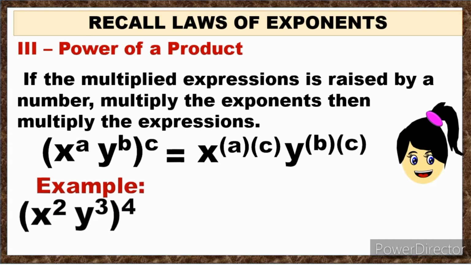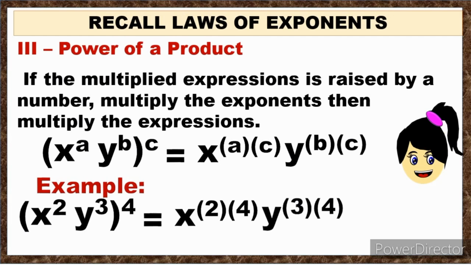Okay, example, we have x squared, y cubed to the 4th power. Okay, in this expression, we're going to distribute the exponent. Okay, we have x squared times the power 4. Then y, we have y cubed times 4. Then it is equal to x raised to 2 times 4 is 8. Then y 3 times 4 is 12. Okay, so we multiply their exponent.